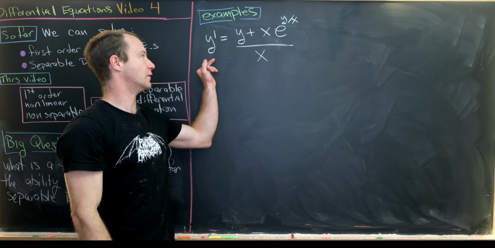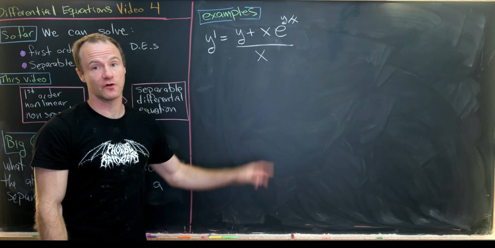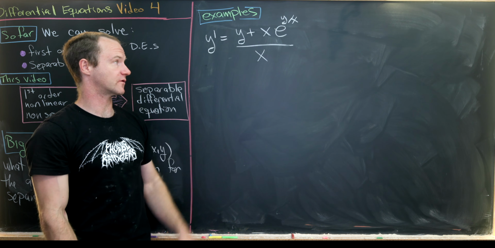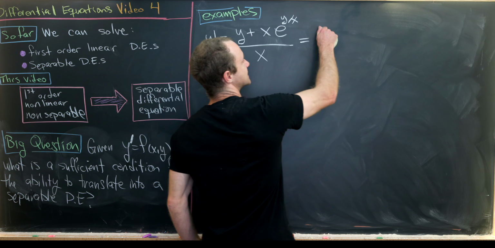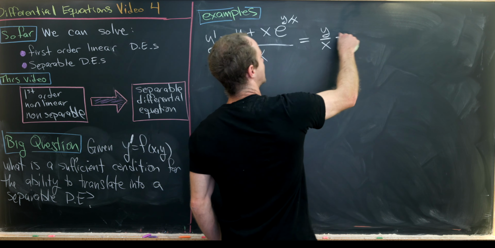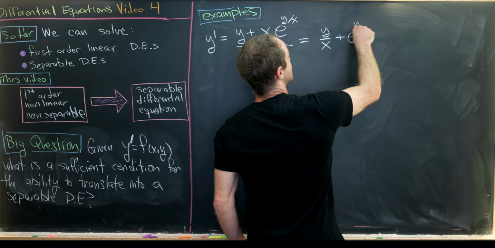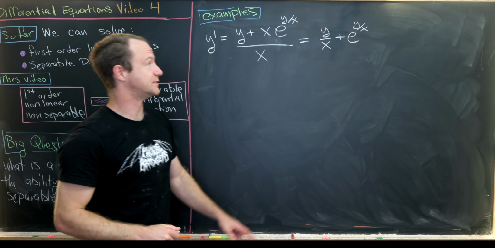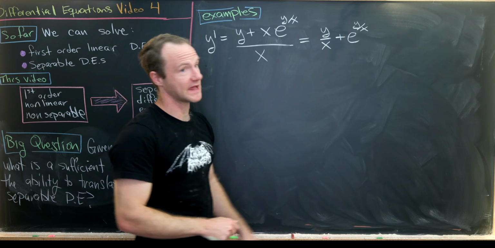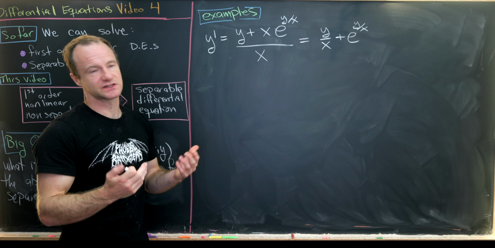Our first example will be y prime equals y plus x times e to the y over x. So let's first check that this is homogeneous. And we'll do that by splitting this fraction up. So that'll give us y over x plus x over x, which is 1, times e to the y over x. So that's definitely homogeneous because y and x only appear as a grouping, which is this quotient.